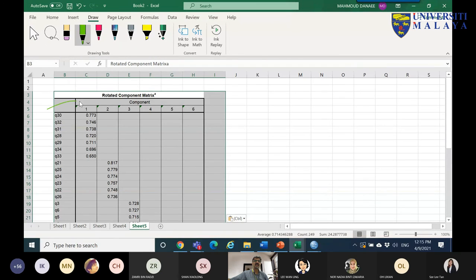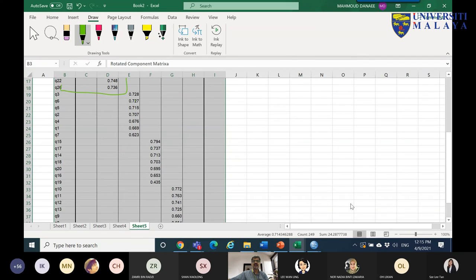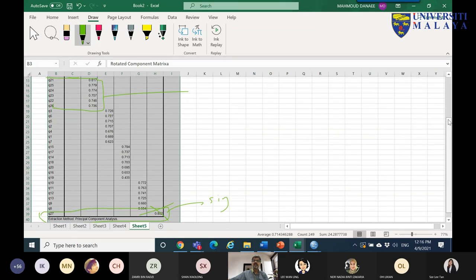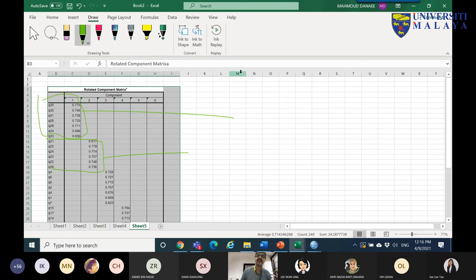Very simple. Component number one: items 31, 32, 33, 34, 28, 29, 30, and so on. Then component number two. This is the most important component, followed by this, followed by this. So now we have a very nice pattern. That's why the researcher can later find the names. Oh, component number six is actually a single item, so maybe we drop it. So factor analysis makes it easy to find a pattern among the items.